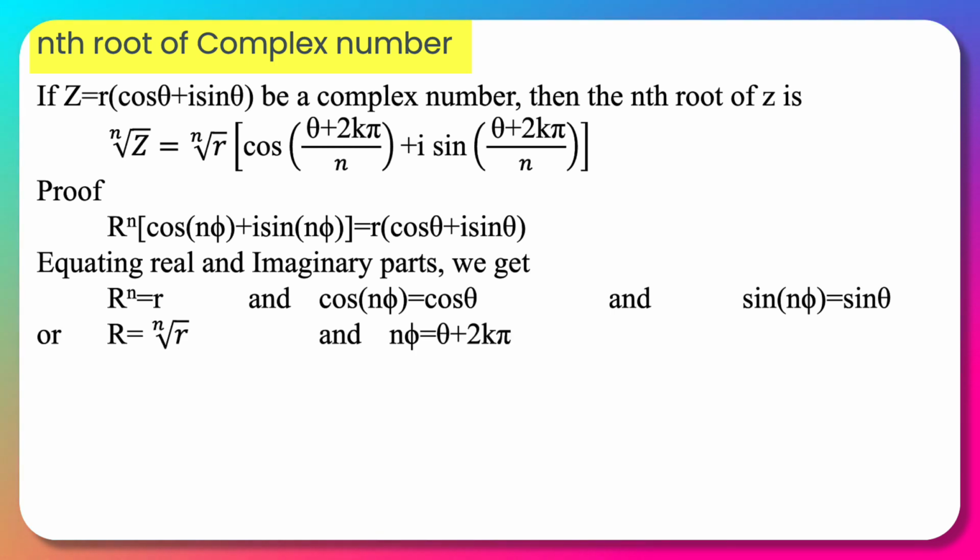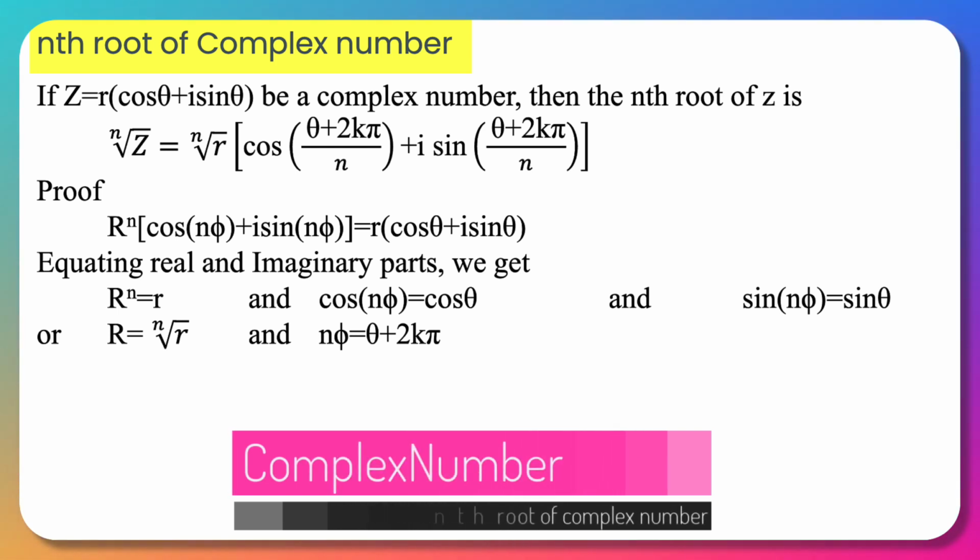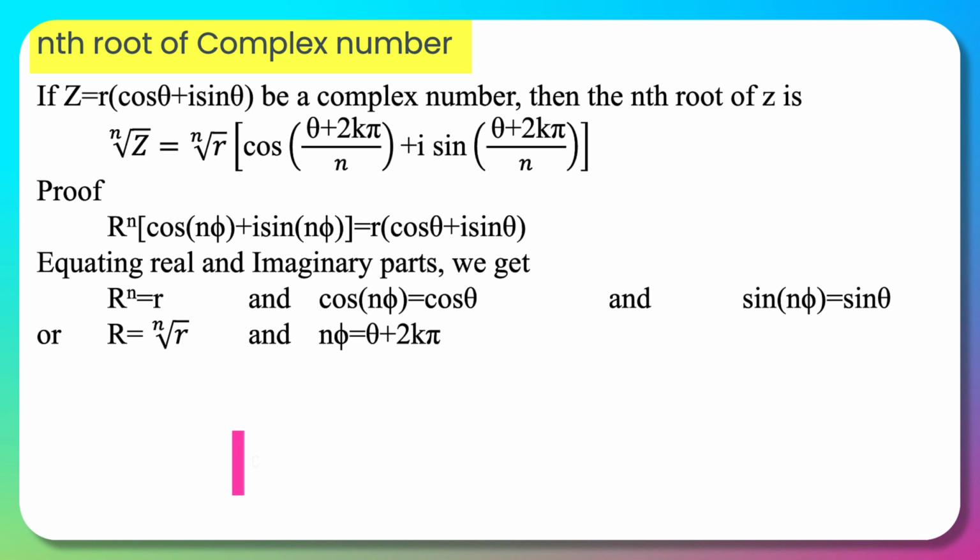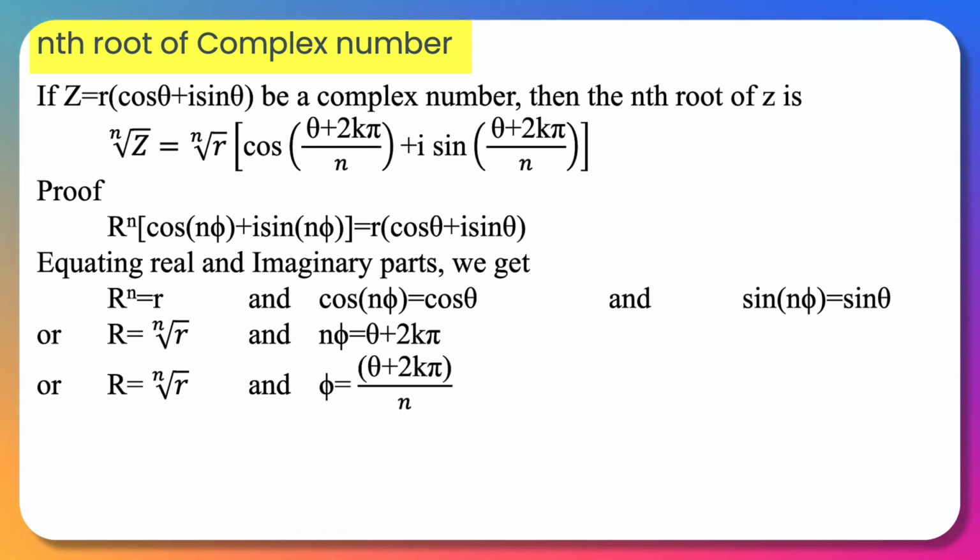By ordinary simplification, we get R equals the nth root of small r and n phi equals theta plus 2 pi k, because sin and cos are both periodic functions whose period is 2 pi, and to get valid values for both cos and sin, it comes within the period of 2 pi. That is why n phi equals theta plus 2 pi k. With a bit more calculation, we get phi equals theta plus 2 pi k by n.